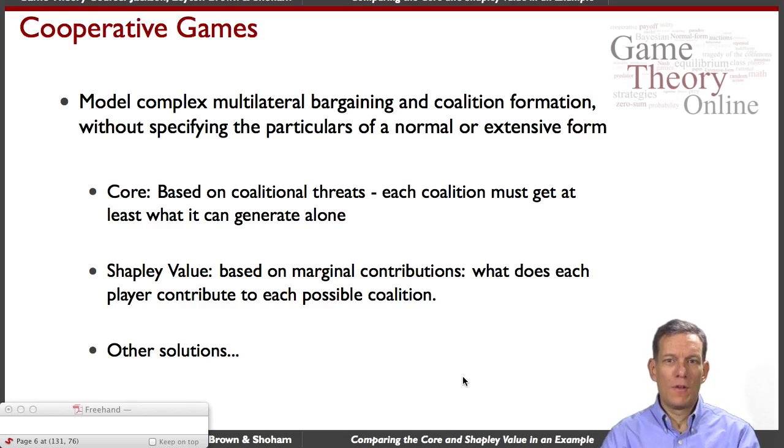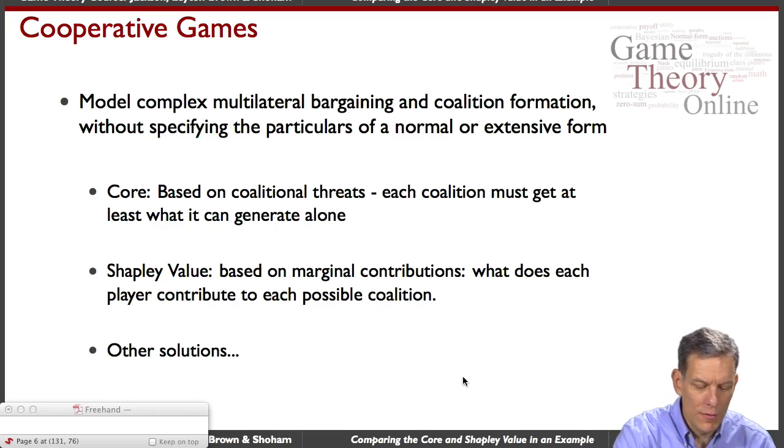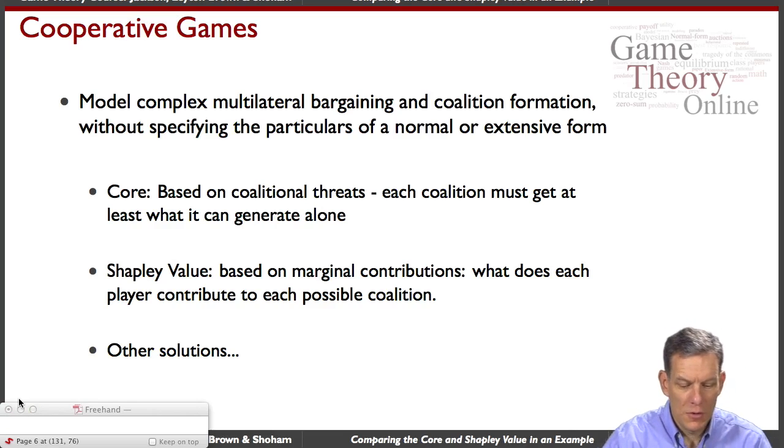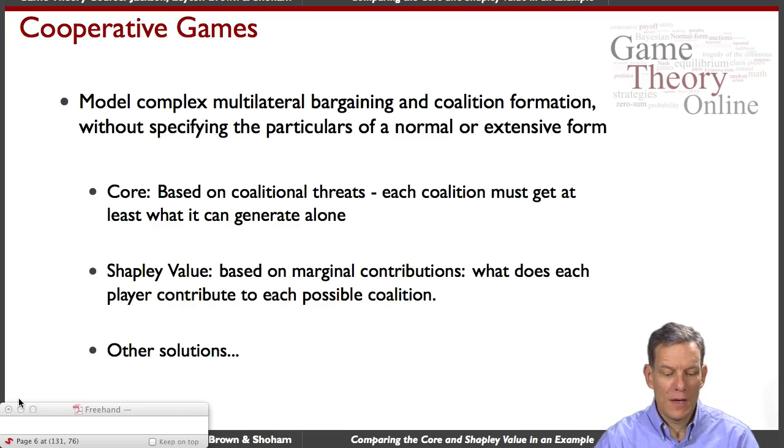And this is a different way of approaching things, which takes an axiomatic approach, a very simple approach, and ends up generating predictions. And there's a number of different solutions that people have used. So you can do core-based ideas, Shapley value. There's other solutions as well. So there's a fairly rich literature on cooperative game theory that's based on different approaches to characterizing what fair kinds of values are.